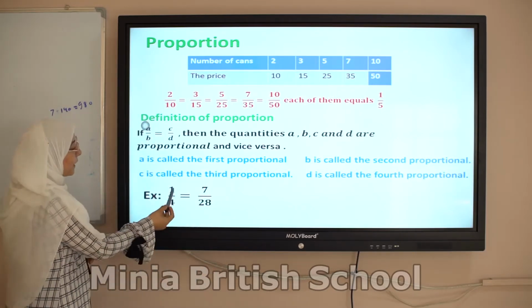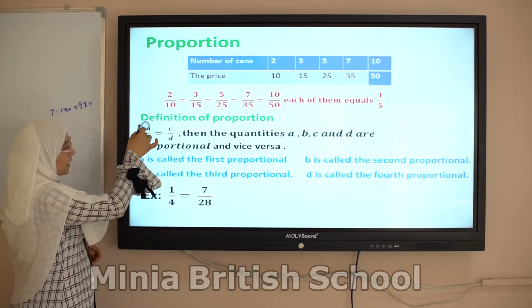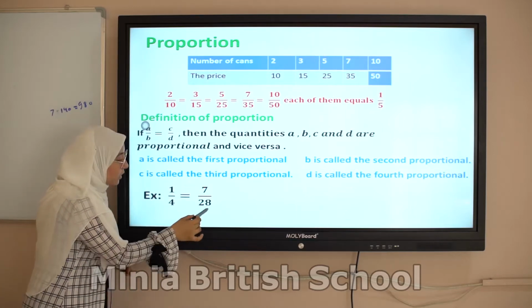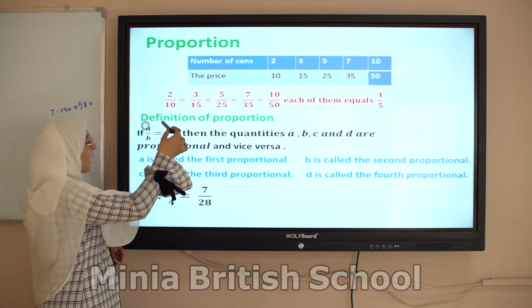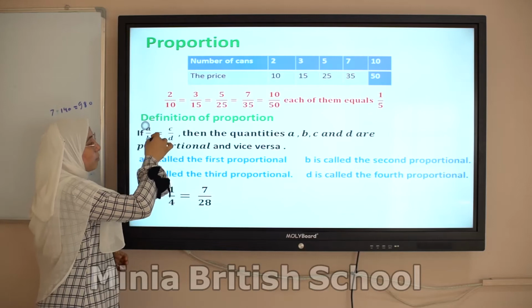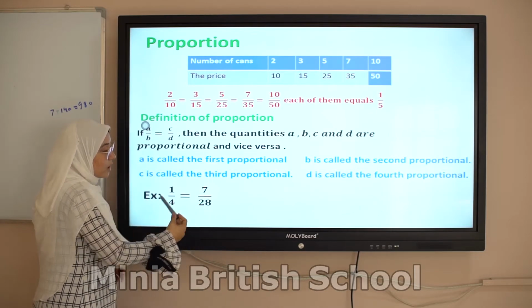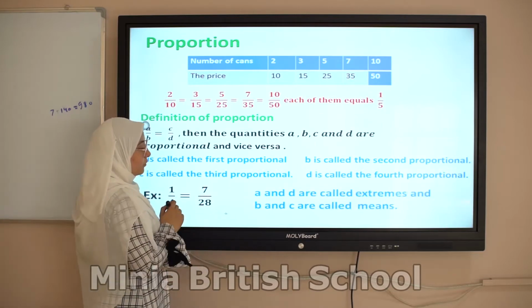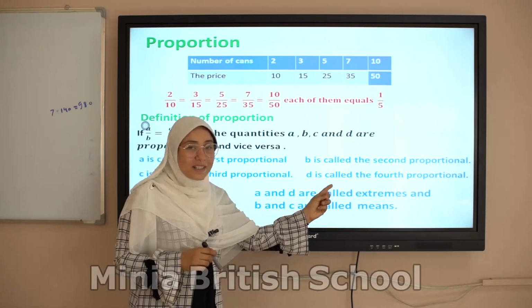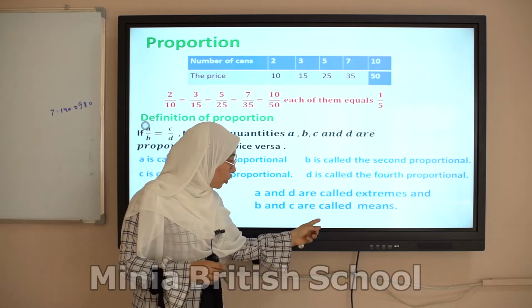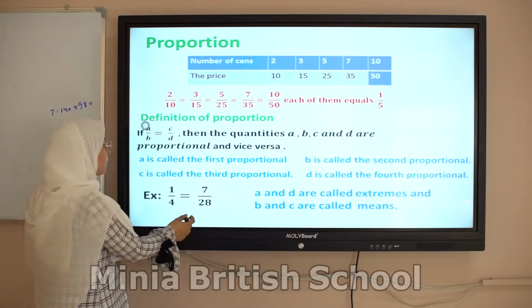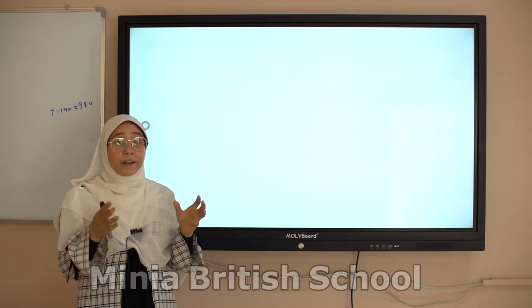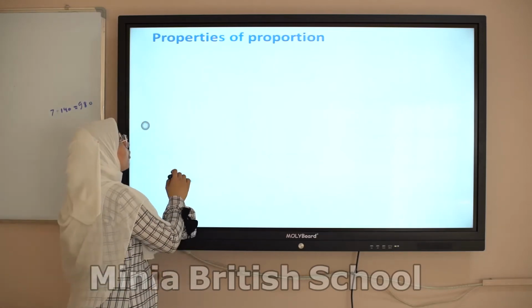Now a and d are called extremes. I mean 1 and 28 are extremes. And b and c, like 4 and 7, are called what? Means, okay? A and d are called extremes, and b and c are called means, okay? Now we will study the properties of the proportion.